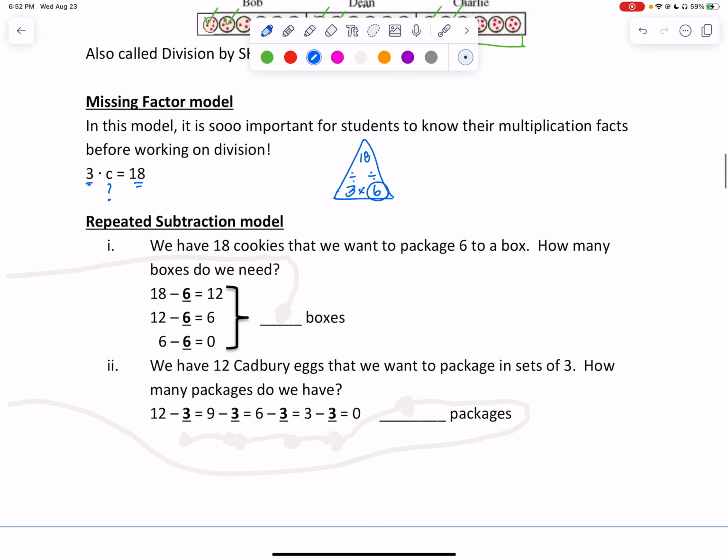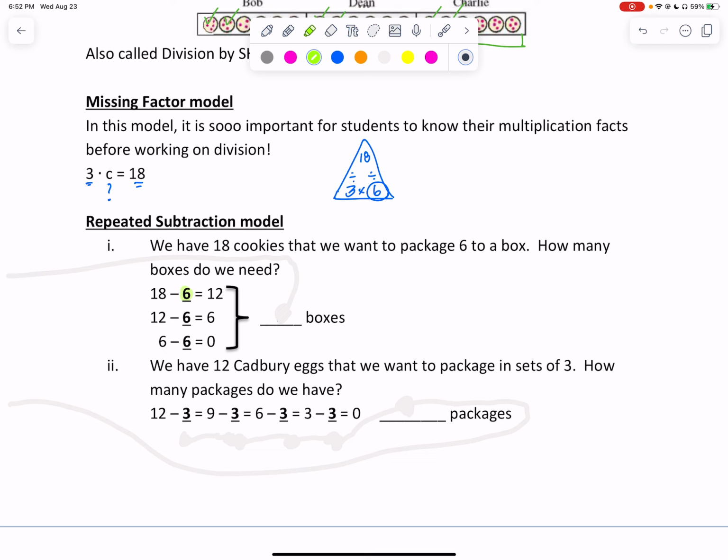So repeated subtraction, we're going back to cookies again. We have 18 cookies and we want to put them in a package of 6 to a box. So we're going to box them up, and we want to know how many boxes we need. So we're going to literally subtract, right? We're going to subtract 6.